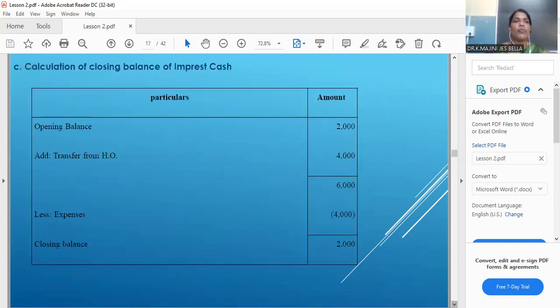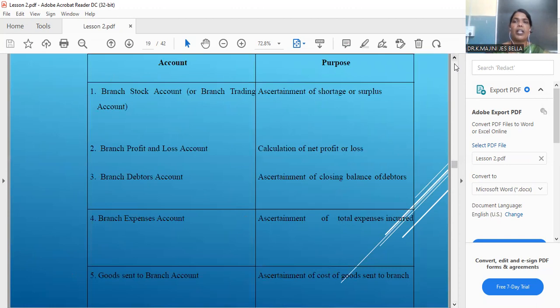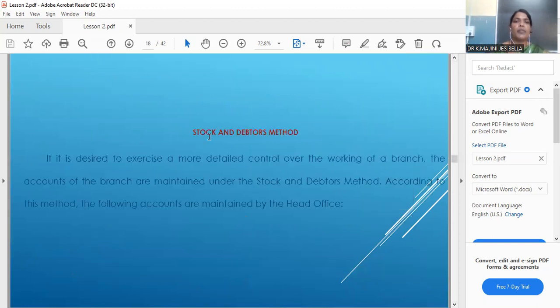Okay, so next we'll move to the next exercise and the next method, the stock and debtors method. Now we can see the stock and debtors method. First, I will give the introduction about this method. If it is desired to exercise a more detailed control over the working of a branch, the accounts of the branch are maintained under the stock and debtors method. According to this method, the following accounts are maintained by the head office.